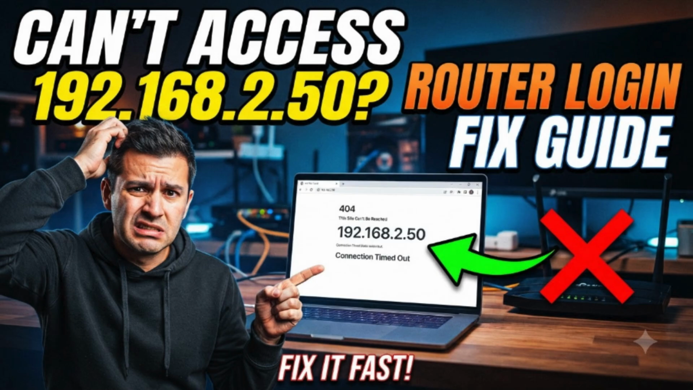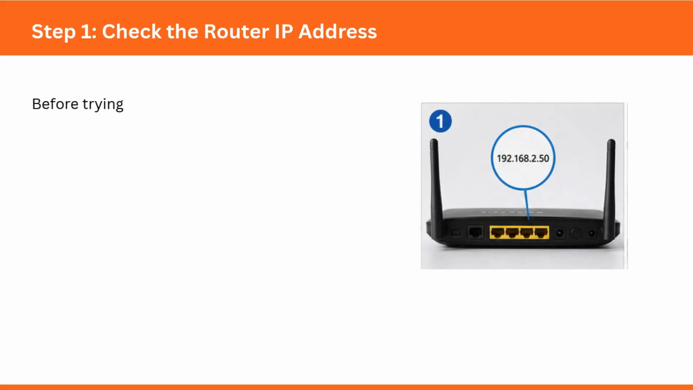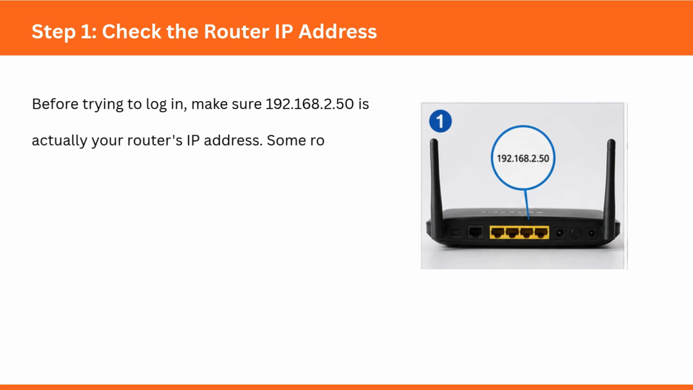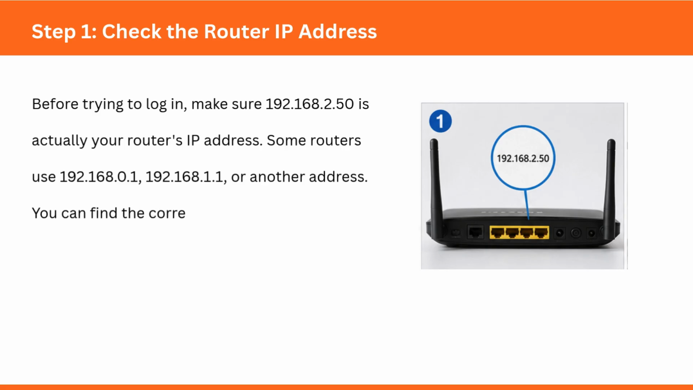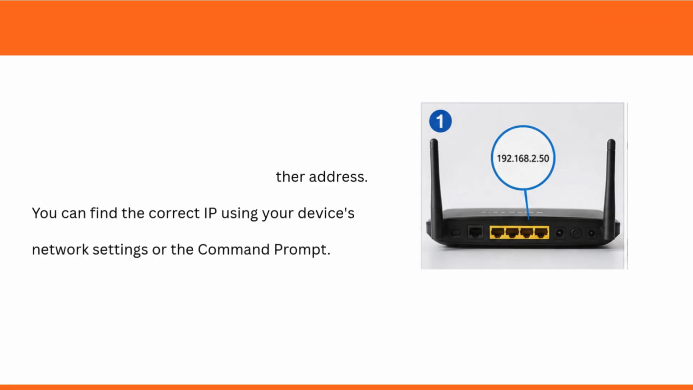Can't access 192.168.2.50? Router Login Fix Guide. Step 1. Check the router IP address. Before trying to log in, make sure 192.168.2.50 is actually your router's IP address. Some routers use 192.168.0.1, 192.168.1.1, or another address. You can find the correct IP using your device's network settings or the command prompt.